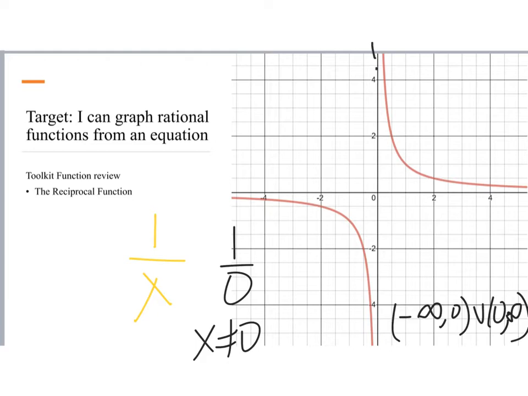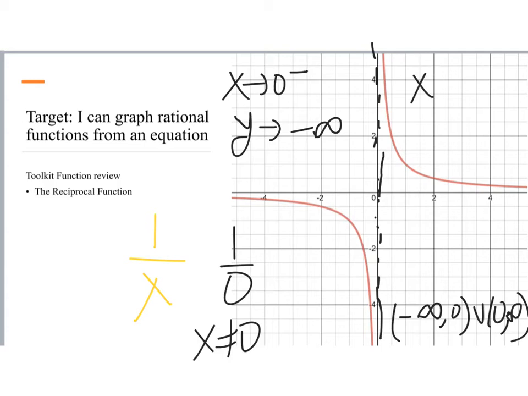And I see this vertical asymptote. This doesn't have a dotted line, but we know it's there. I can get closer and closer and closer. So as x approaches 0 from the left, using a little bit of calculus notation, y approaches negative infinity. And as x approaches 0 from the right, the positive side, y approaches positive infinity, and they head in opposite directions.